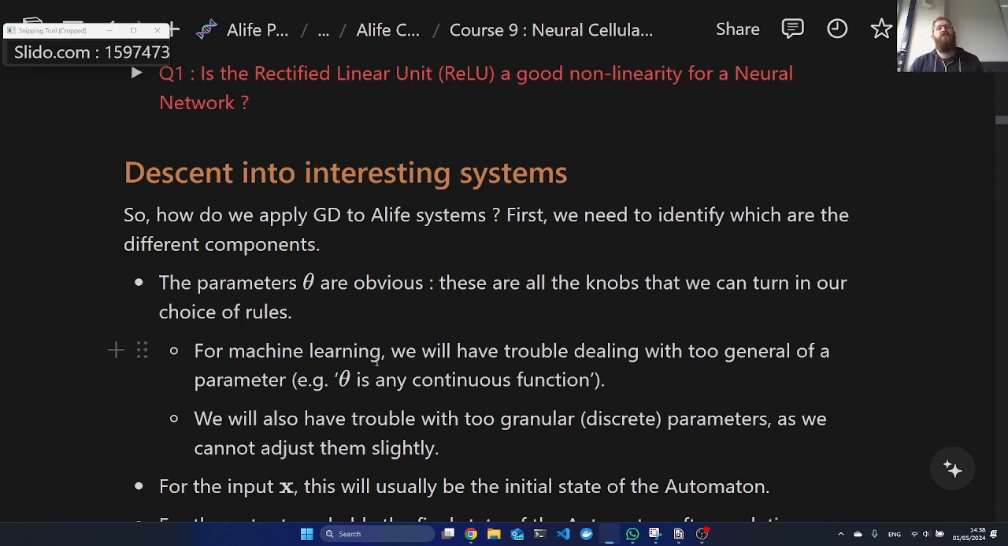So if you have parameters which are higher dimensional than real numbers, for example, my free parameter is a continuous function, like in reaction diffusion, it will not work easily with machine learning because we have to compute this partial derivative with respect to parameters. So here you would need to compute a partial derivative with respect to a function. It becomes a functional derivative. Things become complicated. So we'll have trouble dealing with too general of a parameter.